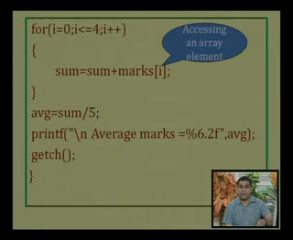Now sum, what is sum? 45 divided by 5. So the average becomes 9.2. Now what will happen? We will print the average here. Printf average marks equal to percentage 6.2 f. So that is called formatting. And we will print the average and we will get the result on the screen.